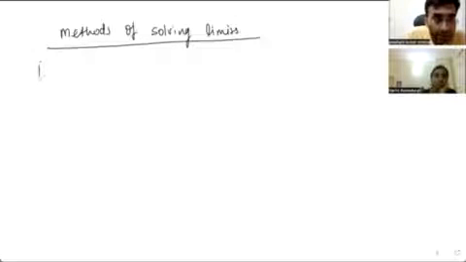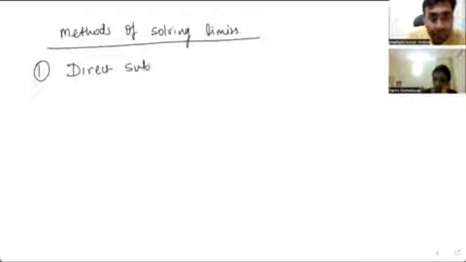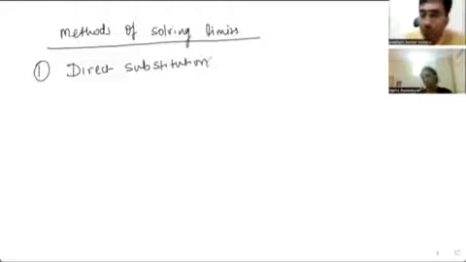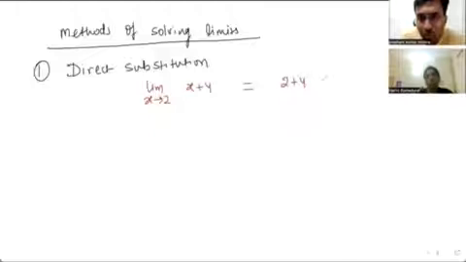First method you have learned, direct substitution. Simply putting the value. Direct substitution basically means, for questions of this type: if it is given limit x tending to 2 of x plus 4, you directly put the value and it is always defined. So 2 plus 4 gives you 6. This is called direct substitution.